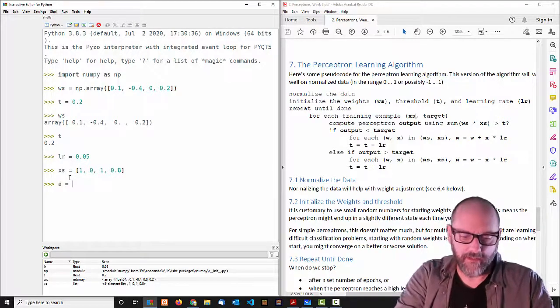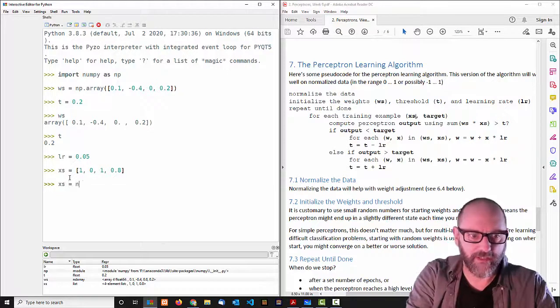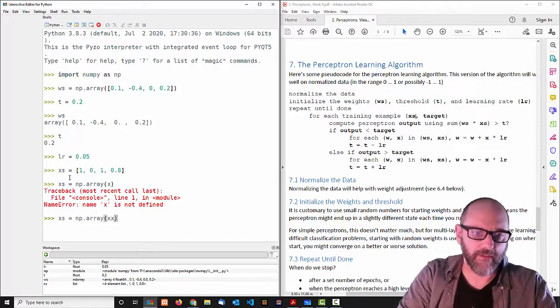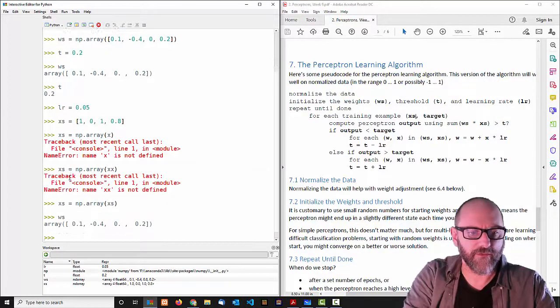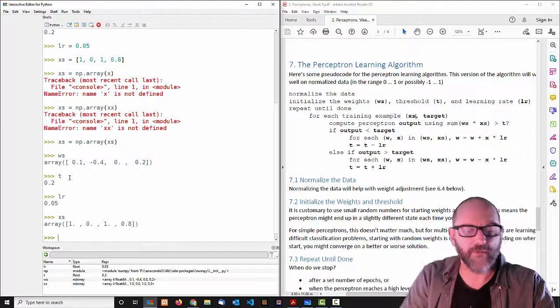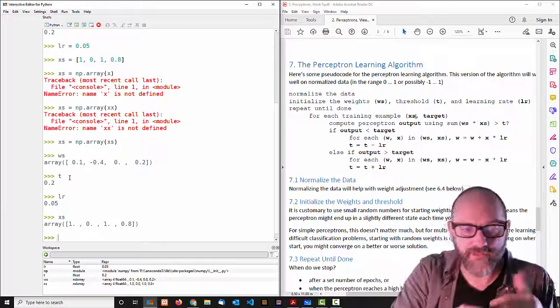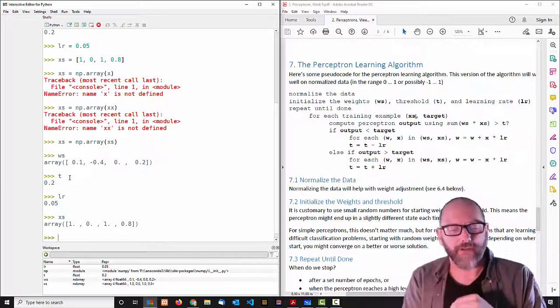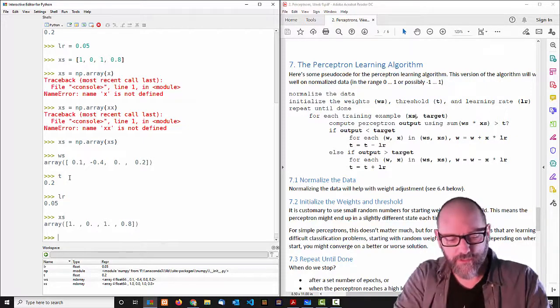Well, guess what? We're using, oh wait, x's should actually be an NP array. There we go. Just to recap, we've got our weights, our threshold, our learning rate, and our first input example. So you're going to have a big grid of data. You might have 100 of these, a 100 by 4 array, 100 rows, 4 columns. This is the first one coming out. What do we do here?